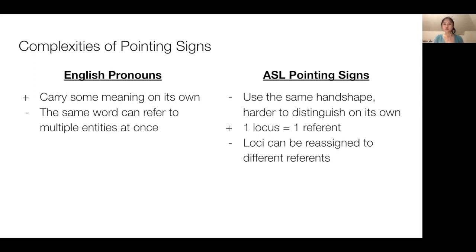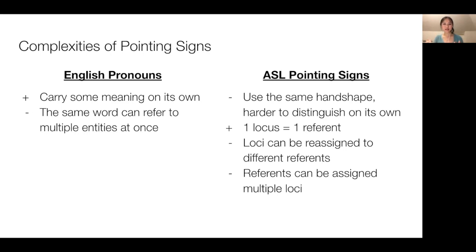But this still comes with more complexities because, first of all, the same locus can be reassigned to different entities during the discourse. As an example, we might have this locus that refers to Alice at first, but then the signer can reassign this locus to Bob later by first signing his name, then pointing to this location.